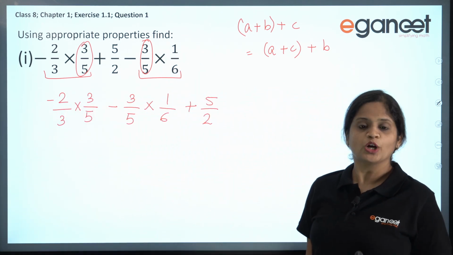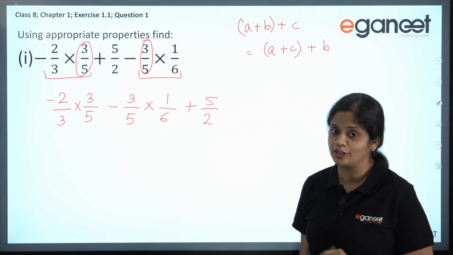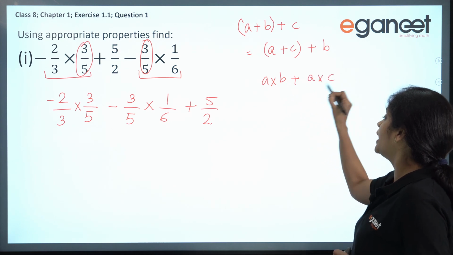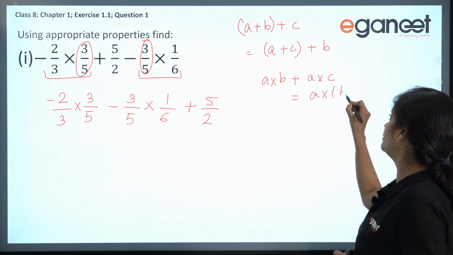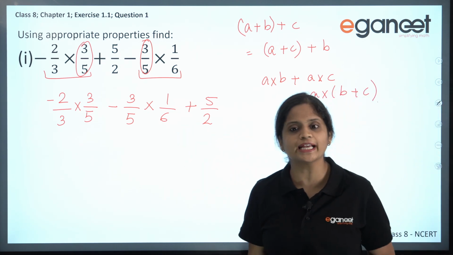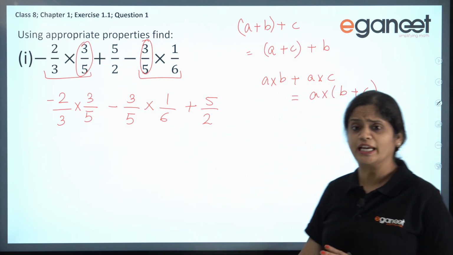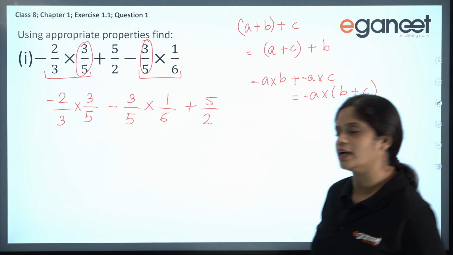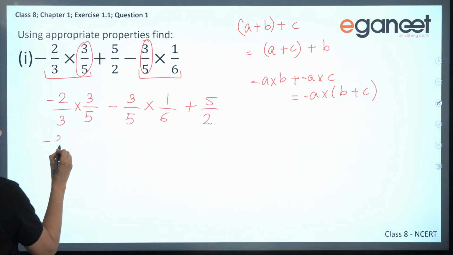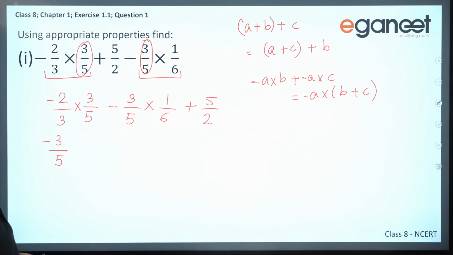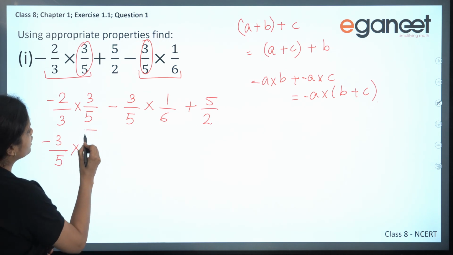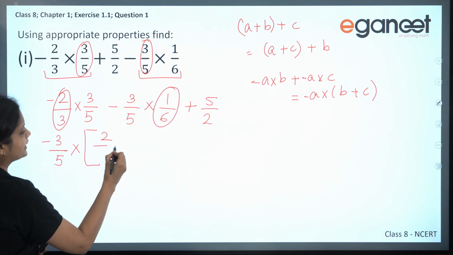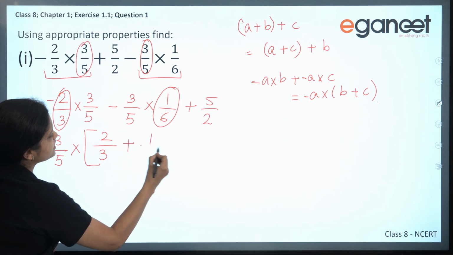What happens next? Observe that 3 by 5 is common, and we know that A into B plus A into C is nothing but A into B plus C. But what about this negative sign? Don't bother about the negative sign. Take a negative A outside. So I will just take out a negative 3 by 5 as a common rational number. When I take it out common, I am left with two more rational numbers, namely 2 by 3 and 1 by 6. So I shall write a 2 by 3 over here and a plus 1 by 6.